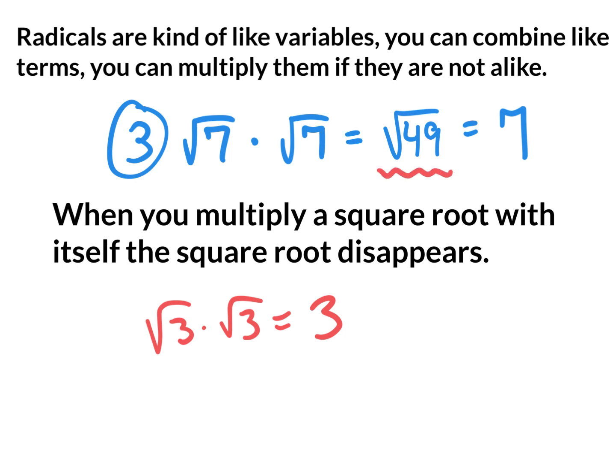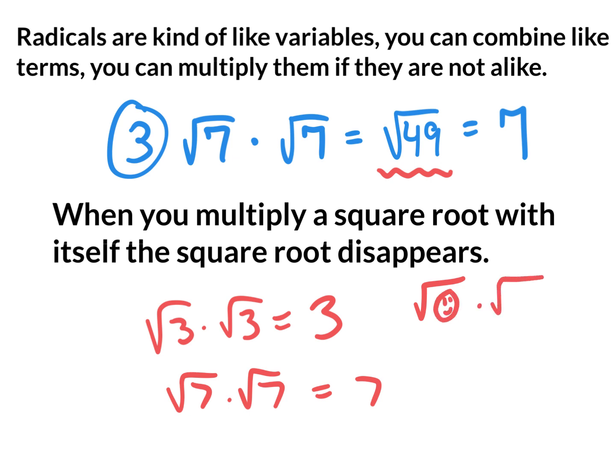Whenever you multiply a square root with itself, the square root disappears, right? If I say, what's the square root of 7 times square root of 7? 7. That's just 7. If I say, what's the square root of happy face times the square root of happy face? That's just happy face. Okay? Do we get it?